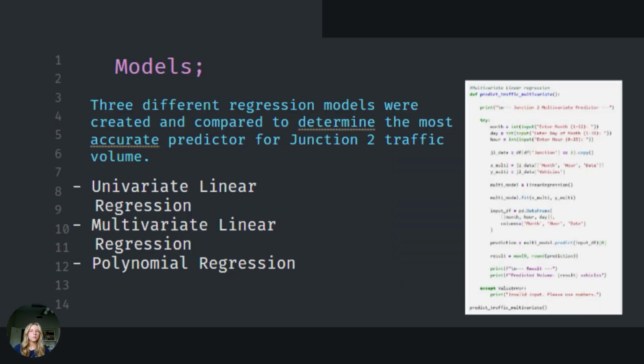So, to predict traffic volume for Junction 2, three main regression models were developed and compared. The first model was the univariate linear regression model, which was only used for the hour variable to predict traffic volume. The model was simple and easy to understand. However, it did have limitations because traffic behavior depends on so much more than just time.